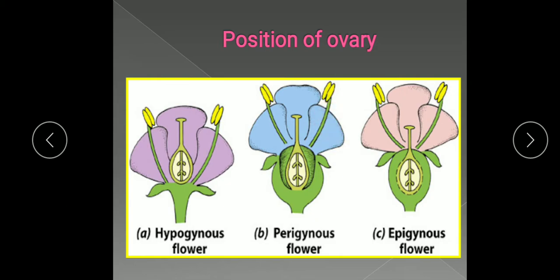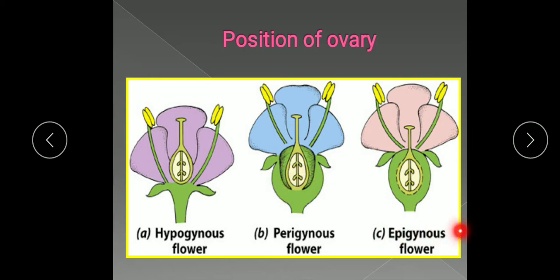So such flowers are known as perigynous, and the ovary is known as semi-inferior. Means here the ovary, a little of it is at the upper side, and some of it is at the lower side. So the ovary is known as semi-inferior.